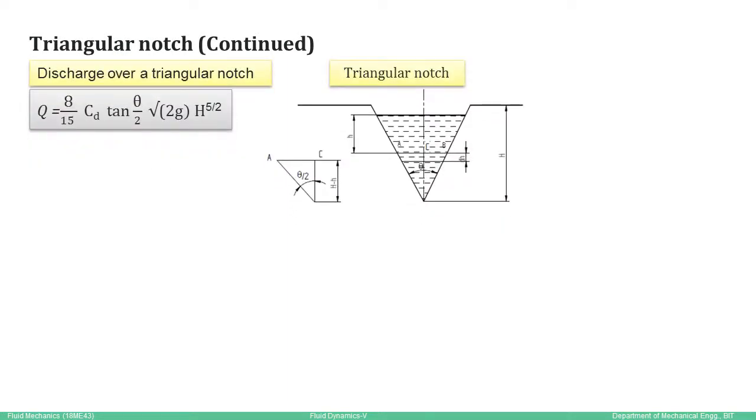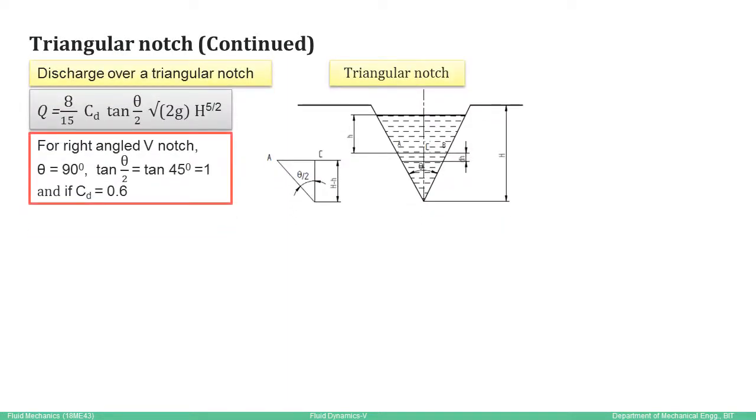But if you consider a right angled V notch, that means theta is equal to 90 degrees, then theta by 2 will be 45 degrees. You know tan 45 degrees is equal to 1, and if you consider the value of Cd, the coefficient of discharge for a triangular notch, as 0.6, then we have a simplified expression for Q, which is 1.417 H power 5 by 2. It is the simplest expression for a right angled V notch with Cd equal to 0.6.